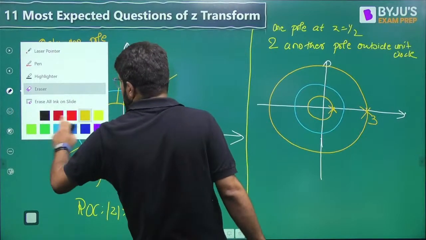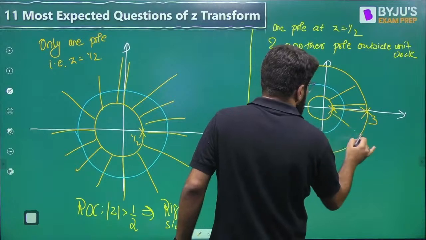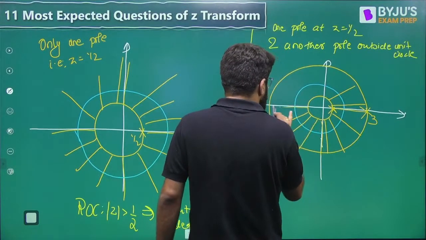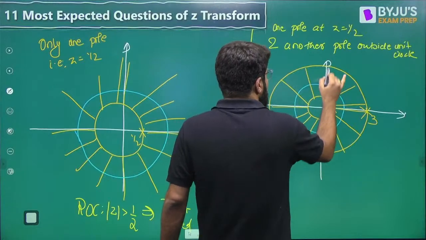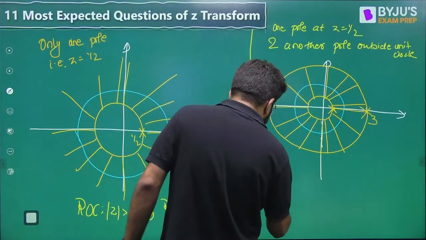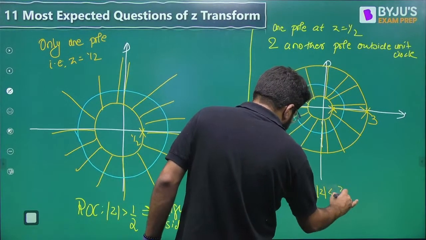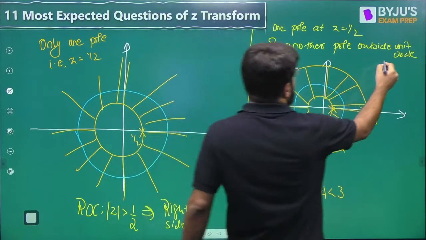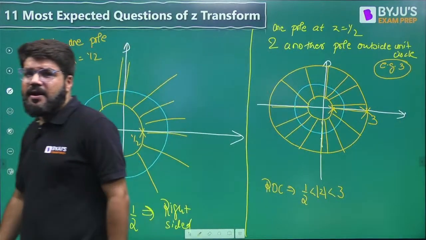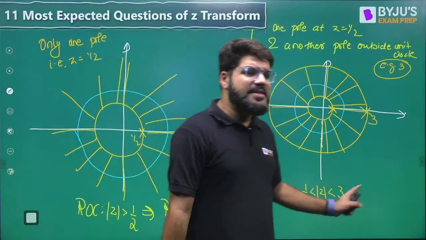The ROC cannot include a pole. So this time the ROC has to be confined by both the poles, because it has to include the unit circle. So what is the ROC possibility now? 1 by 2 less than mod z less than 3. 3 is just an example. It may be any pole outside the unit circle.